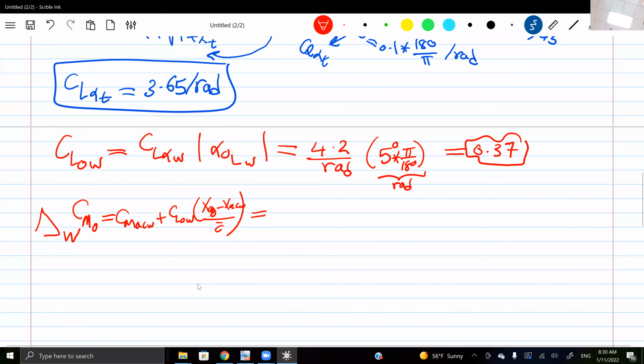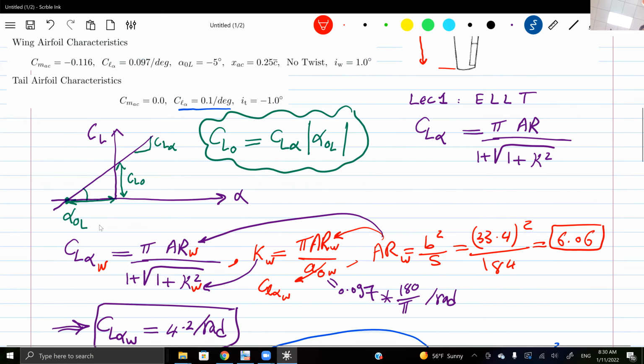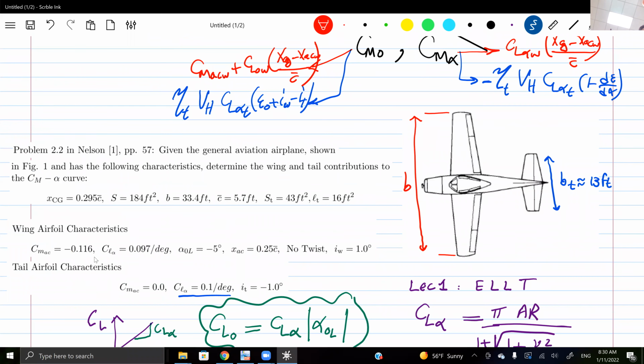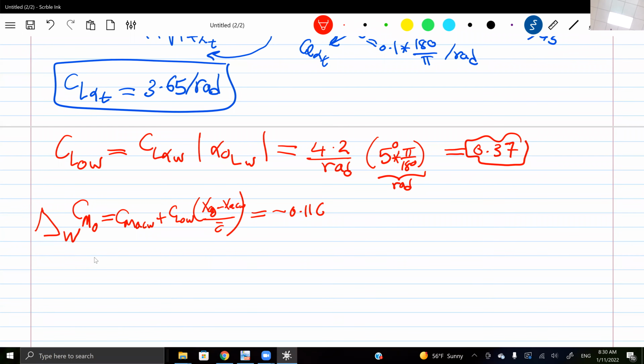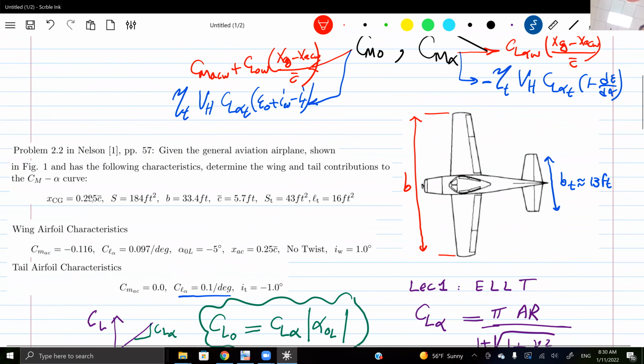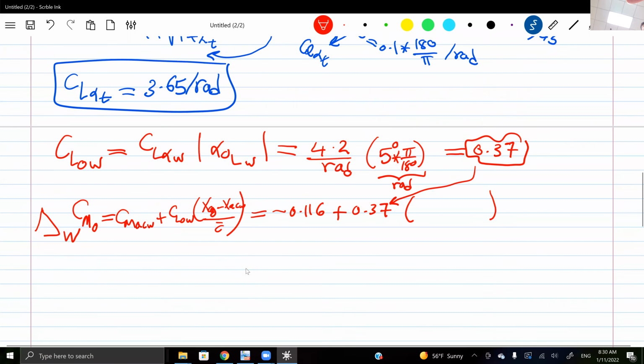Let's simply substitute. It's just direct substitution. So Cm aerodynamic center wing was given. Here is Cm aerodynamic center wing, -0.16116. Plus CL naught wing, I just got it, 0.37, times the difference of the x's, and both are given. XCG was 0.295. X aerodynamic center for the wing is quarter chord, and if it's not given, I'm going to always assume it at quarter chord. So this is 0.295 minus quarter. So we got this number.